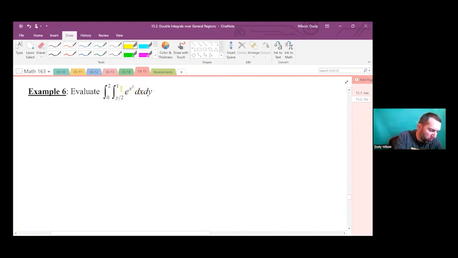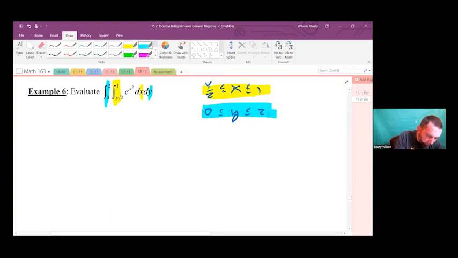So what do we mean by that? What we mean is that if you look here, we're saying that the x's live between y over 2 and 1. And we're saying that the y's live between 0 and 2. So let's see if we can figure out what this looks like. So try to sketch the region.